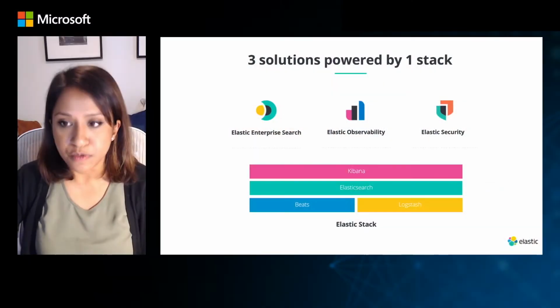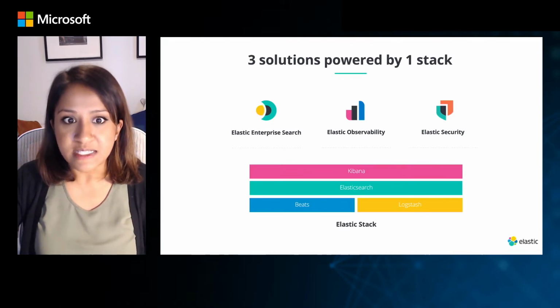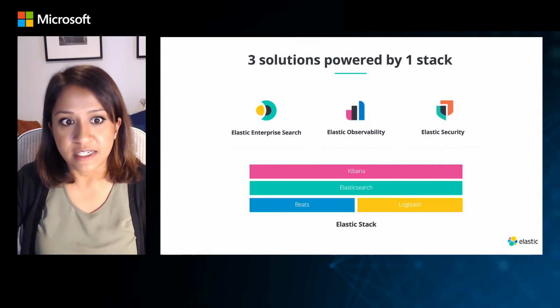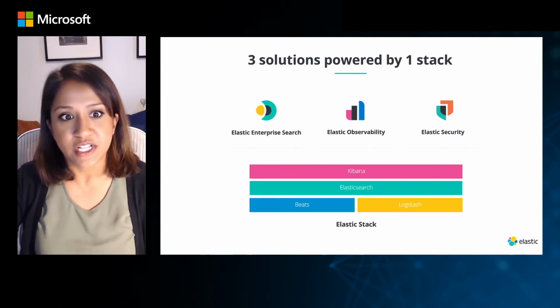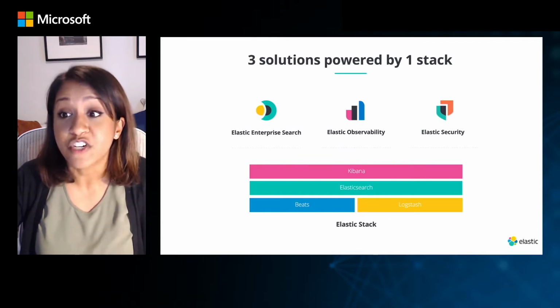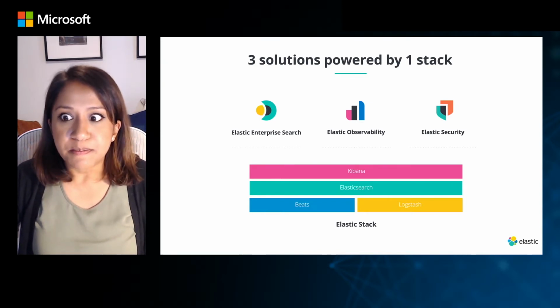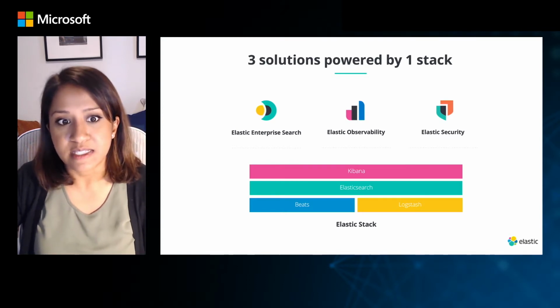And so all three solutions are powered by the Elastic stack. Those are made up of the four components that you see in this slide right here. So Elasticsearch is the heart of the stack. It's the storage, search, and analytics layer. Kibana is the window to your data. It helps you operationalize the data. It's the visual layer where you're going to be making dashboards and graphs and charts. And Beats and Logstash are the ingest layer to help you get data into Elasticsearch.